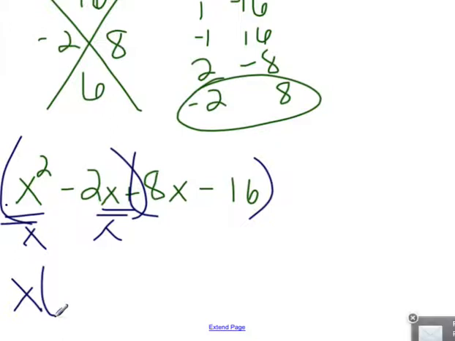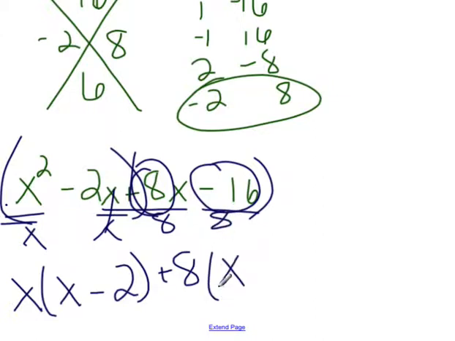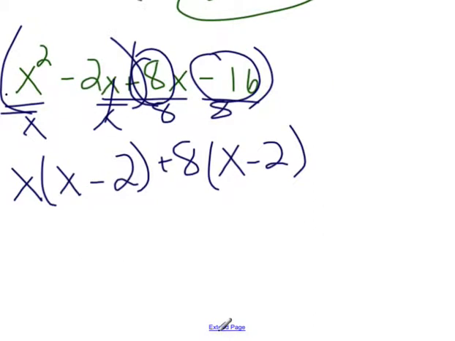Well, x squared divided by x is just x. Negative 2x divided by x, well, those x's are going to cancel, and you're just left with negative 2. So then between 8 and negative 16, we can divide out an 8. So now I'm dividing each of those terms by 8. 8x divided by 8 just leaves me with x. Negative 16 divided by 8 gives me negative 2.